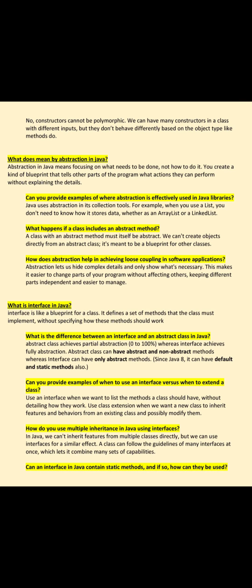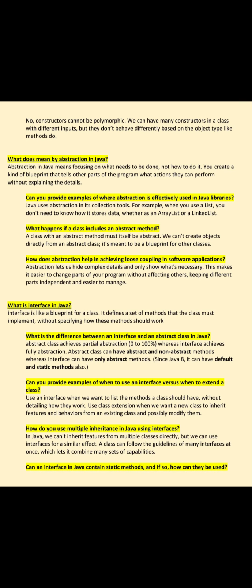What is the difference between an interface and an abstract class in Java? Abstract class achieves partial abstraction, that is from 0 to 100%, whereas interface achieves full abstraction. An abstract class can have abstract and non-abstract methods, whereas an interface can have only abstract methods. Since Java 8, it can have default and static methods also.